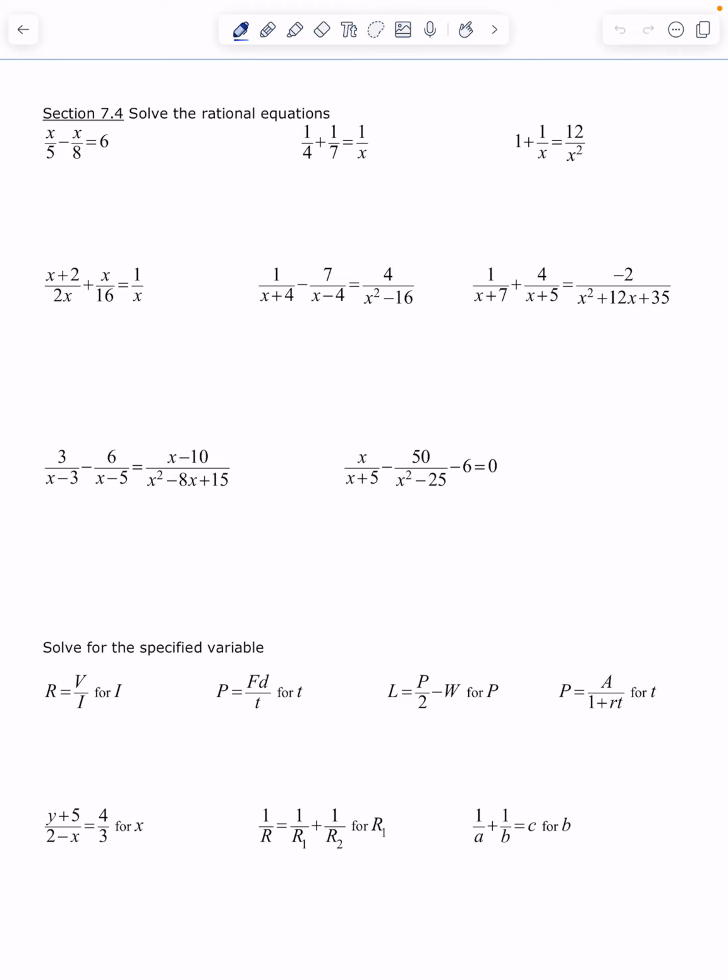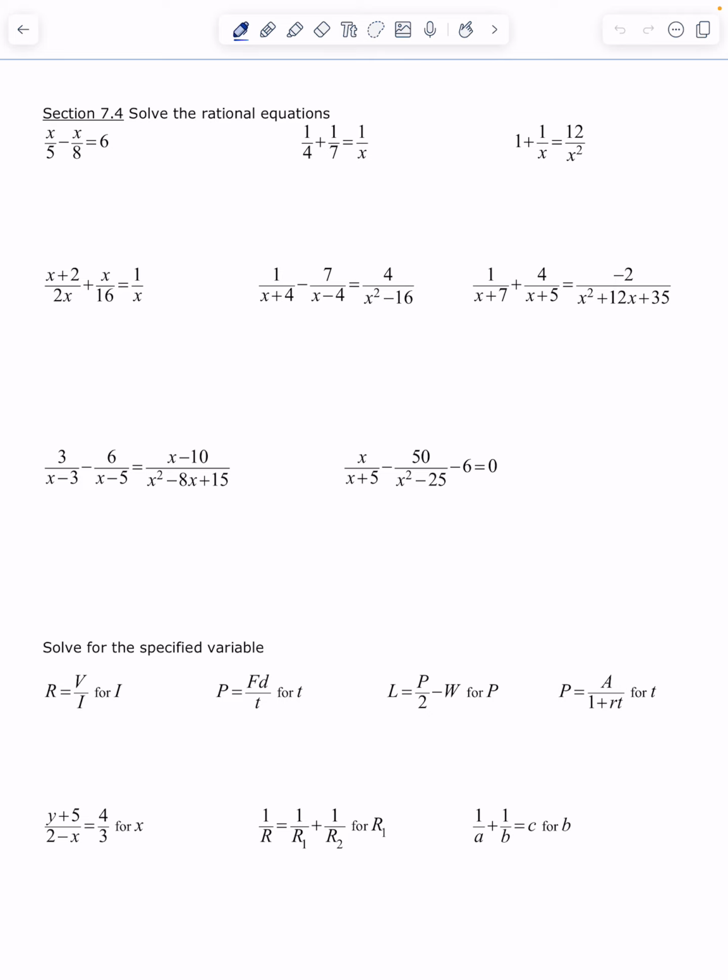Okay, here are the 7.4 rational equation notes, page 3. This page is entirely examples. So what I would do is pause now, work through these, get the ones done that you can, check with the answer key, and then come back and fill in any of the ones that you're struggling with.